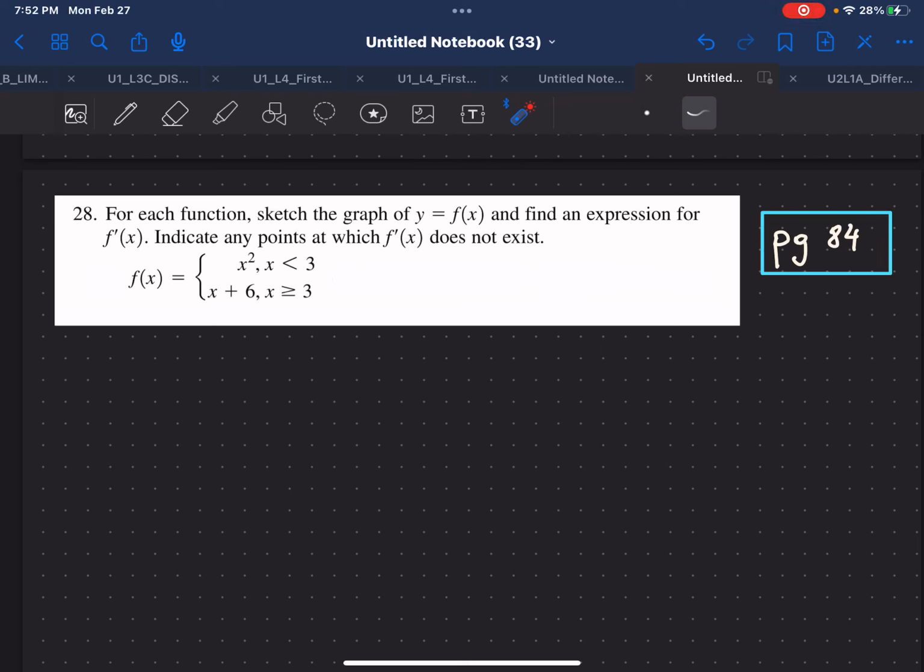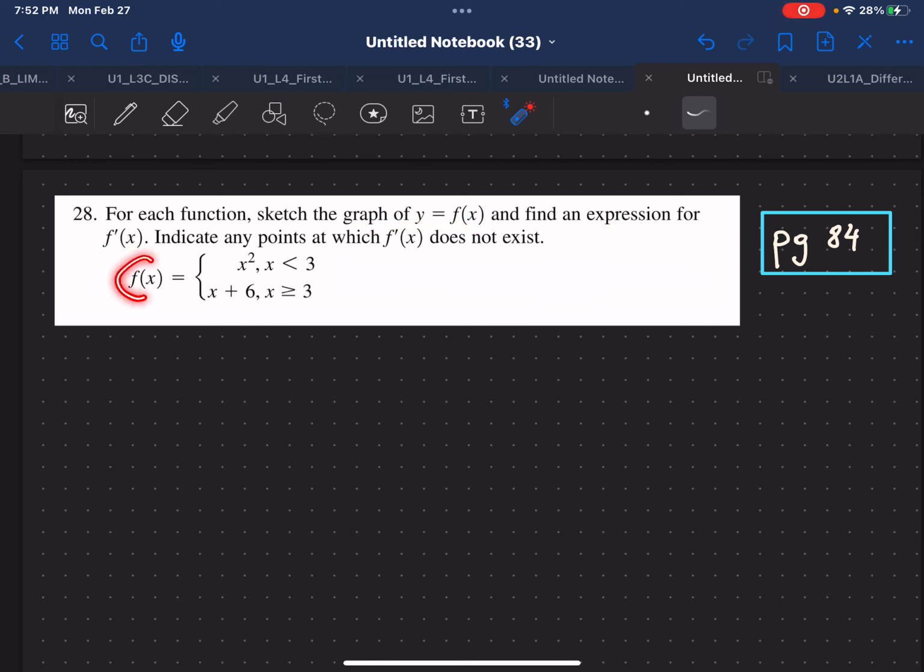We'll take a look at another exercise from the textbook, page 84, number 28. Let's read the question first. So we have to sketch the graph y equals f of x and find an expression for f prime x. Indicate any points at which f prime x doesn't exist.